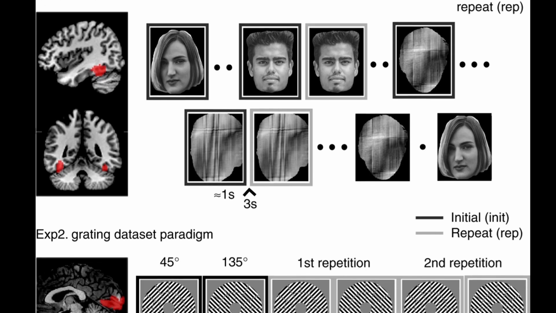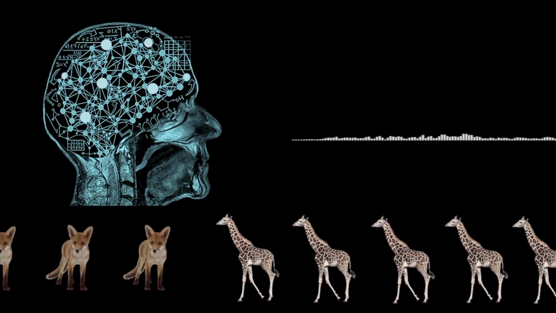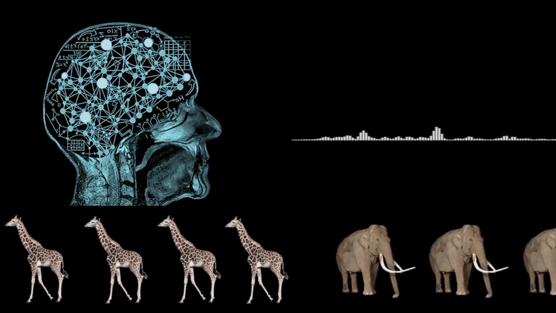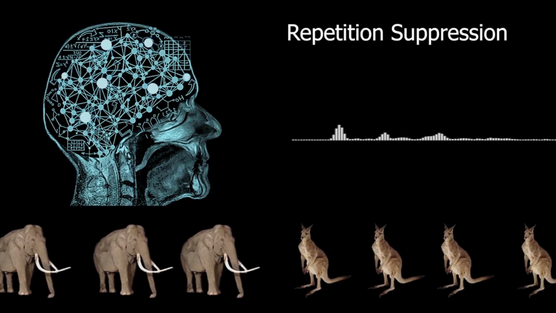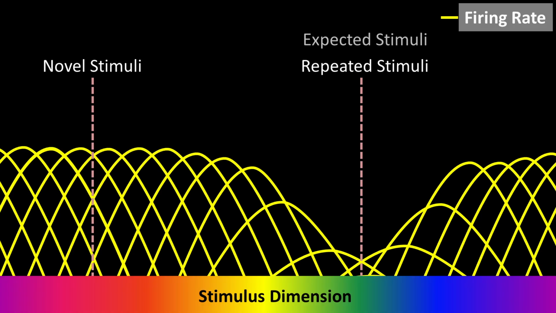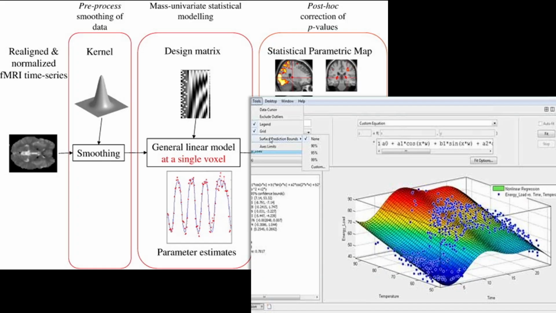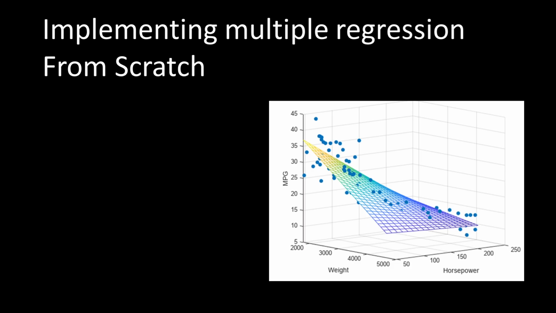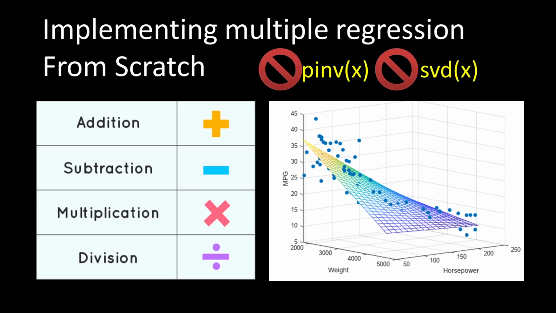My focus was to measure and analyze the brain activity during repeated events. We knew that brain activity decreases for repeated and predictable events, while it increases for novel and surprising events. I was using ready-made tools and functions to do regression analysis, but at some point I decided to implement multiple regression by myself all the way down to the basic math operations with no magic functions.